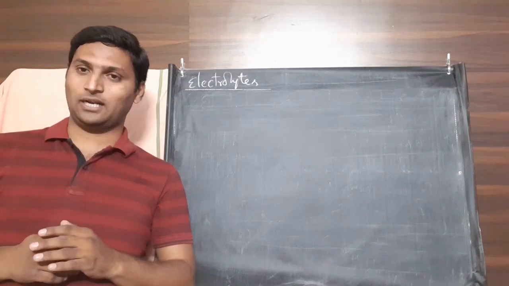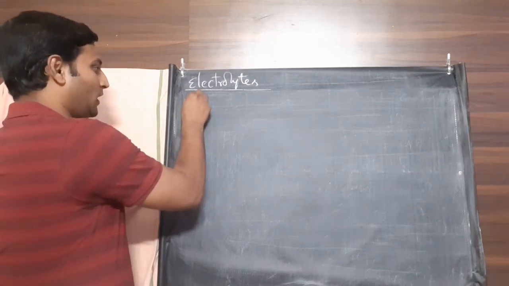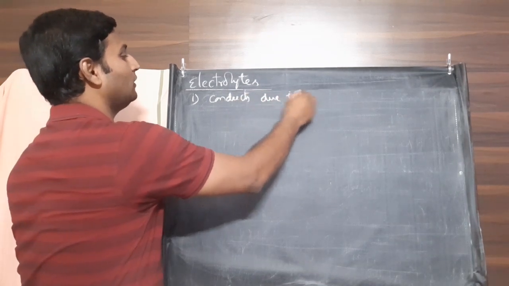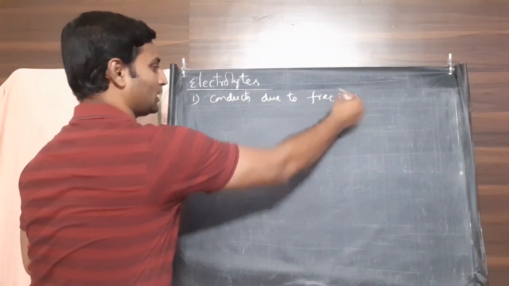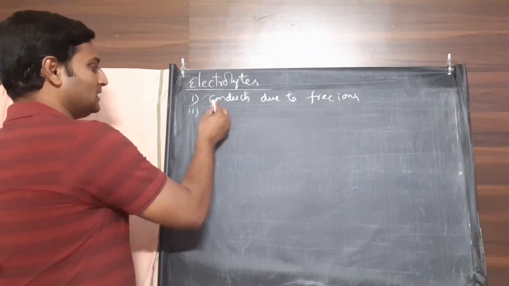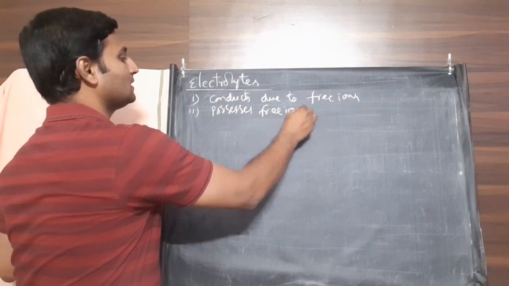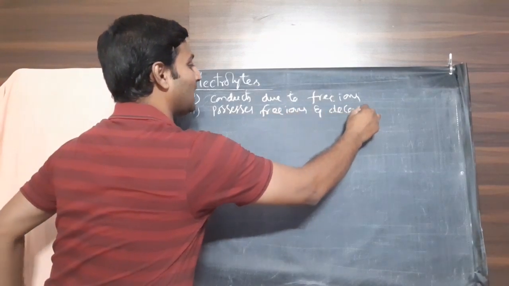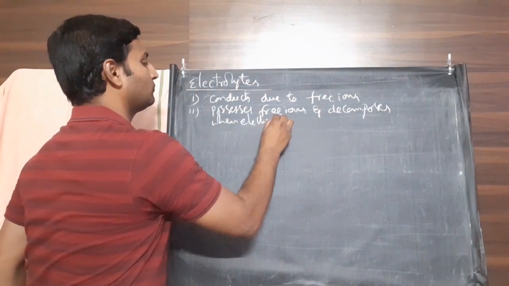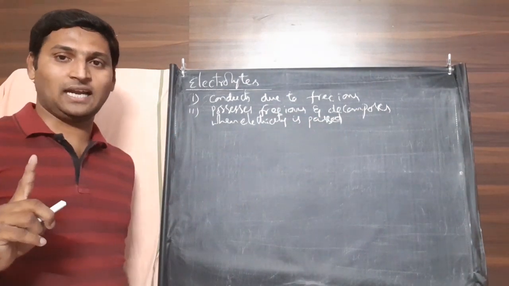How do we define electrolytes? I came back to definition again. More than one way you can define it. Number one, you can define it as any substance which conducts electricity due to presence of free ions is called an electrolyte. Or number 2, any substance that possesses free ions and decomposes when electricity is passed.